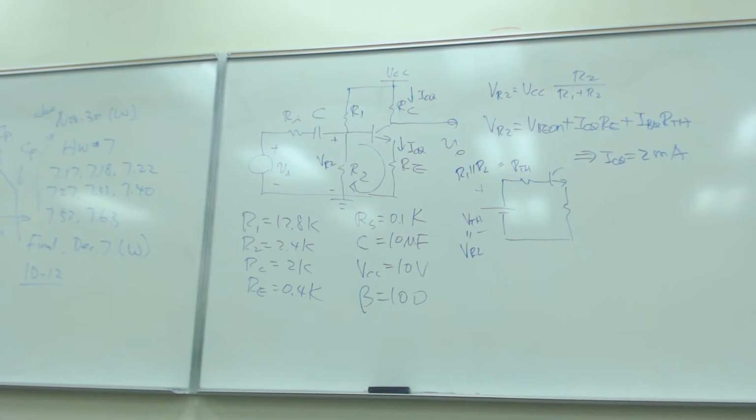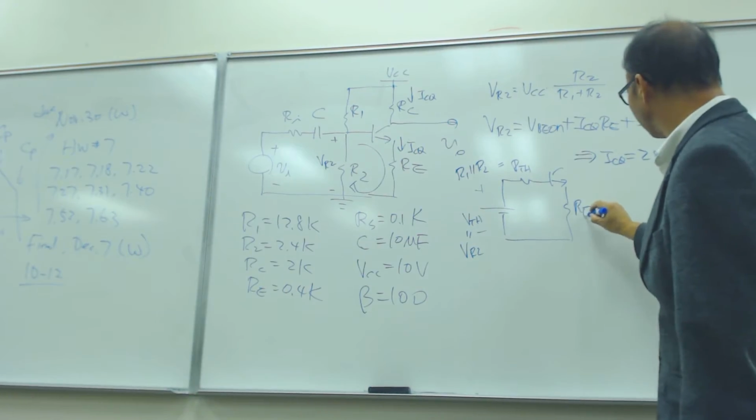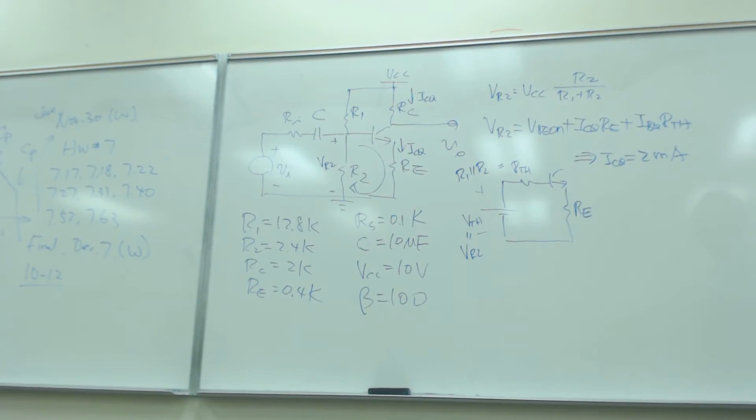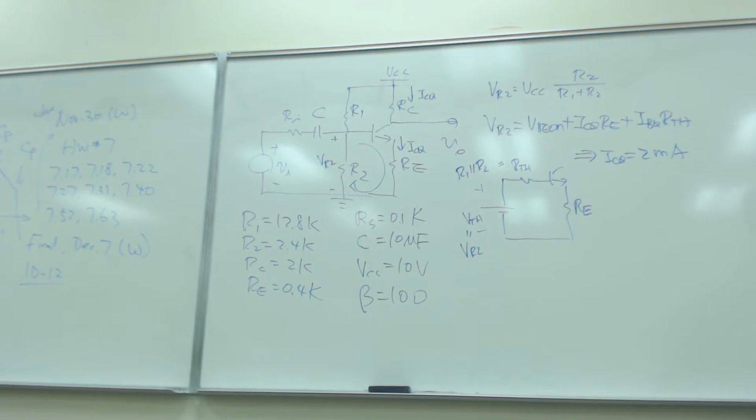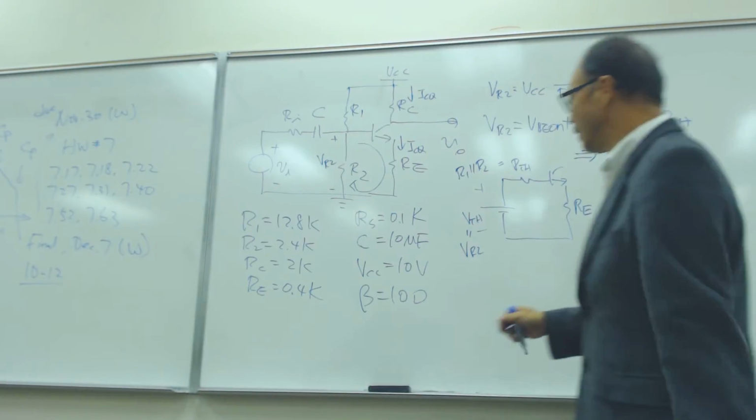What about the other resistors? The capacitors are open in DC, so you don't have those resistors. By the way, if you forgot about it, go back to the BJT chapter to refresh yourself. Okay, now let's do the AC.